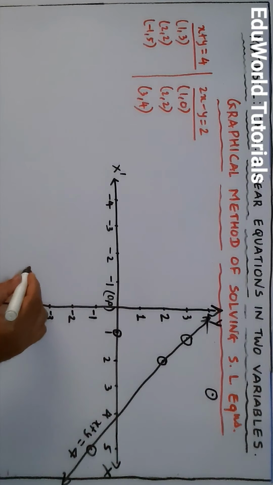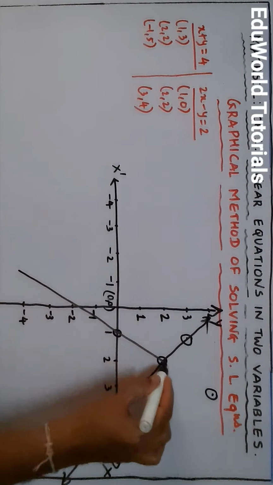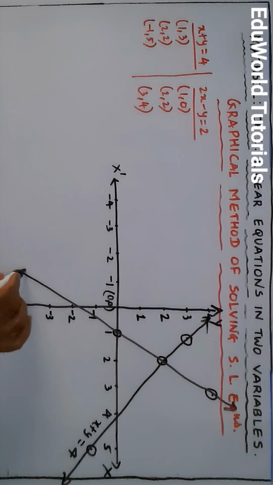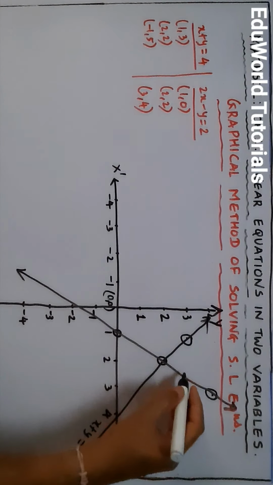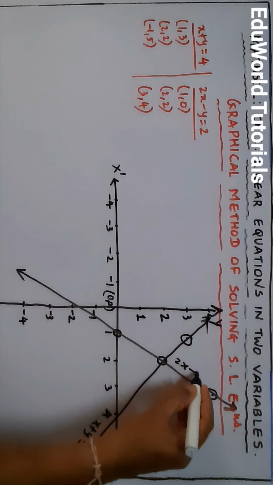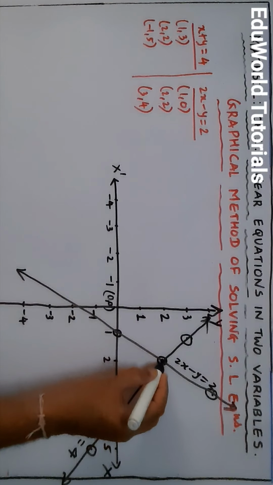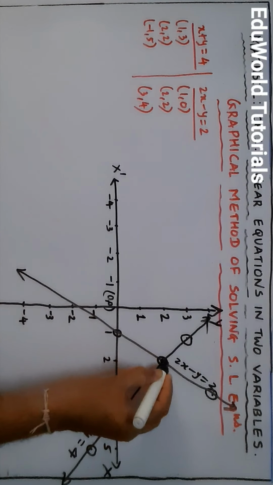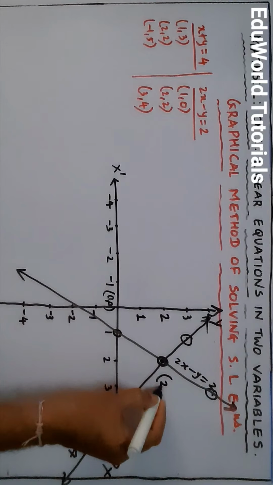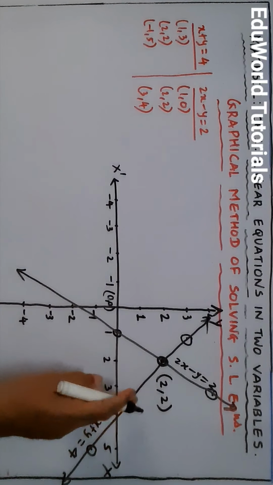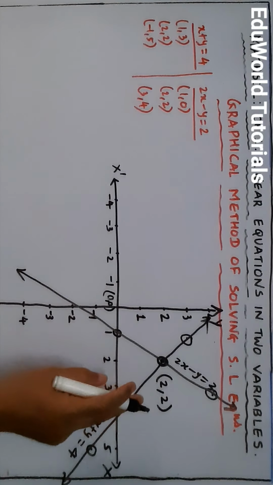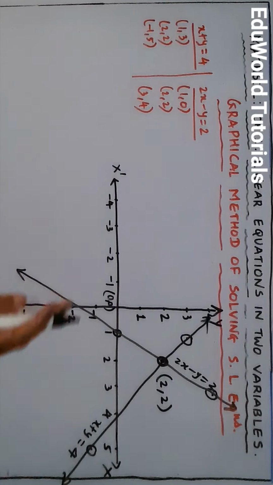Now I have to draw a line passing through all these points. The line must be drawn in such a way that all the points are aligned. This line is the graph of the equation 2x minus y is equal to 2. We see that both the lines meet here. Make the point darker, circle it, and write the coordinates of that point, 2 comma 2, which is the solution of the given simultaneous equations.